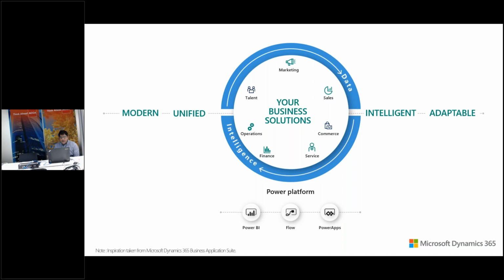Okay, so the difference is mainly that things are becoming modern. There is a unified way of capturing data, and there is an intelligent way of analyzing the data, and then we are moving in a way that makes our business solutions more adaptable. Okay, we'll be going through each of these four things: modern, unified, intelligent, adaptable, in the next slides.